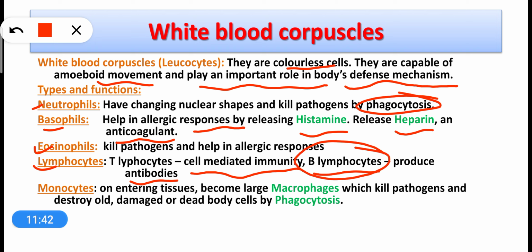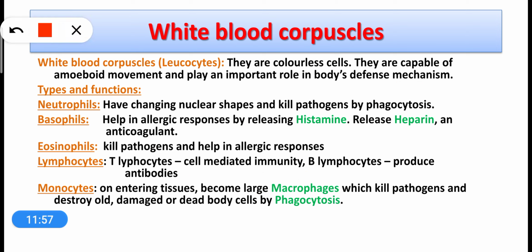Now finally, the monocytes. These are the cells which, when they enter into the tissue, become larger and then they are called macrophages. So dear students, monocytes convert into macrophages, and macrophages are actually very big in size, and they are just killers, and they kill the pathogens again by the process of phagocytosis. If someone asks you which two cells of the blood are involved in phagocytosis, then you will say neutrophils and macrophages. Both of the cells engulf the bacteria, engulf the pathogen, and kill by phagocytosis.